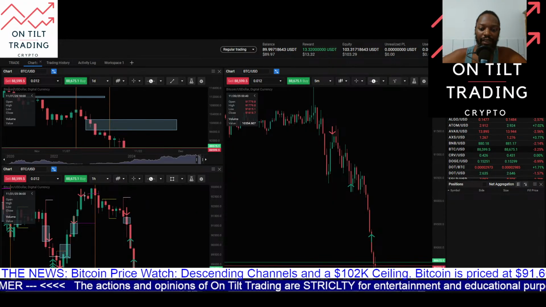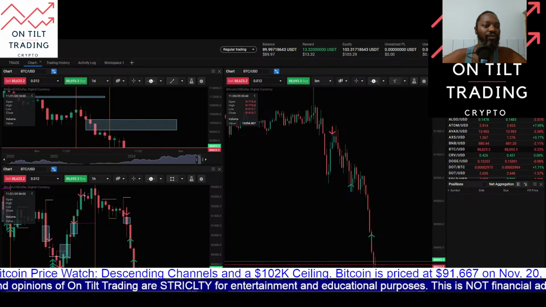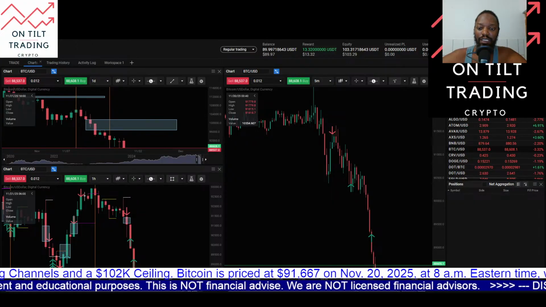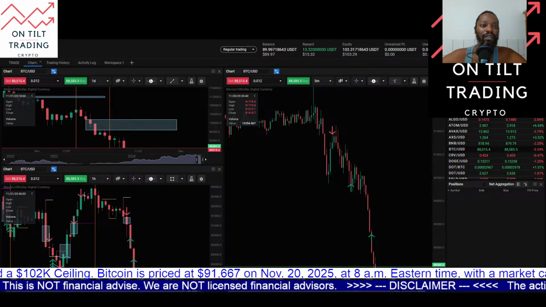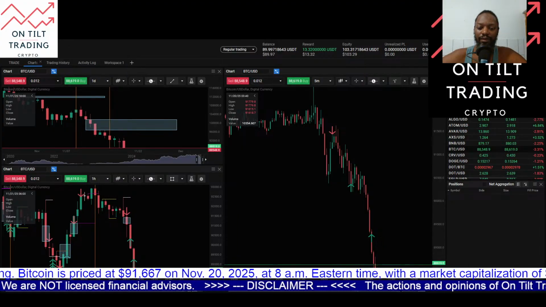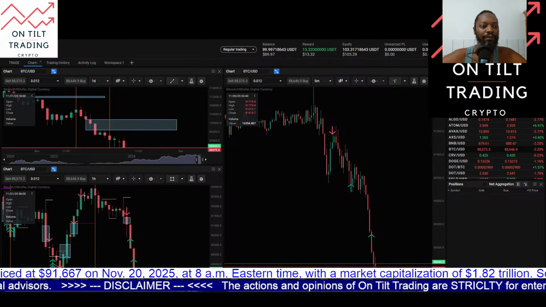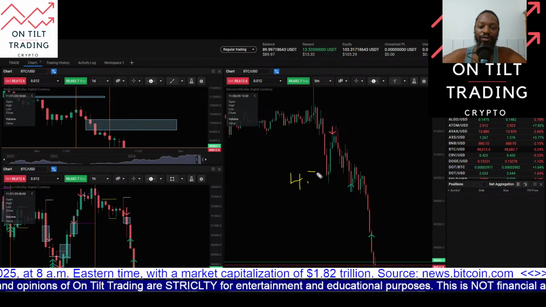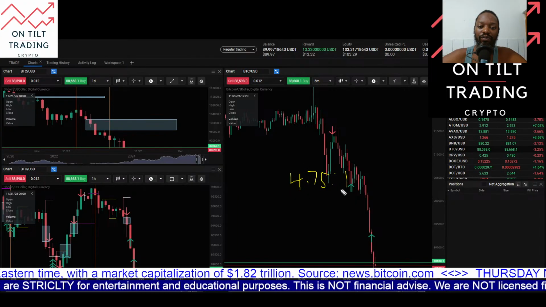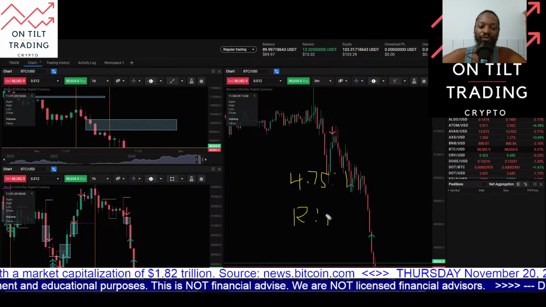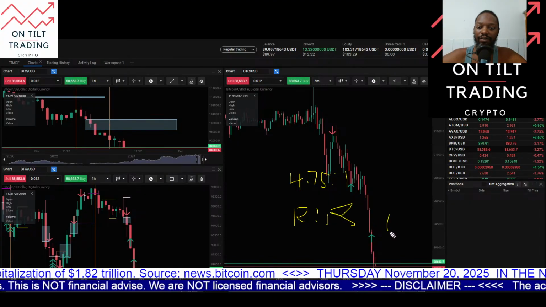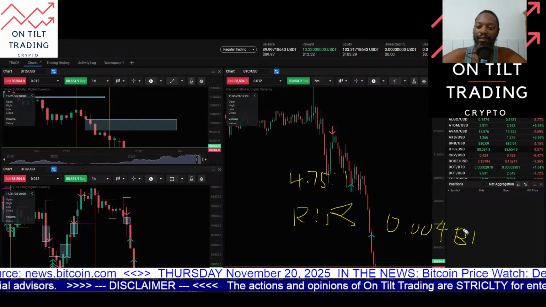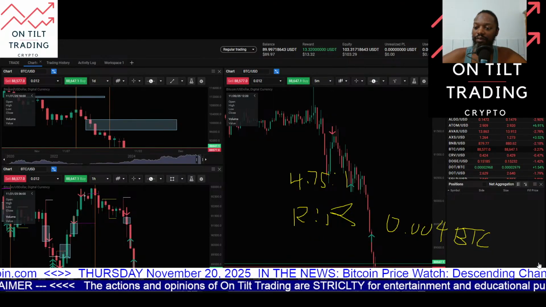But this trade idea, I think overall risk to reward, which is going to be skewed here just because I've taken partials, but the full, let's say, what was it? The R to R for the last position was a 4.75 to 1 reward to risk ratio for the final 0.004 BTC of the position.